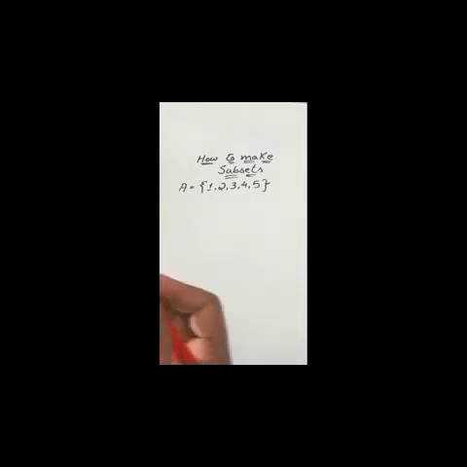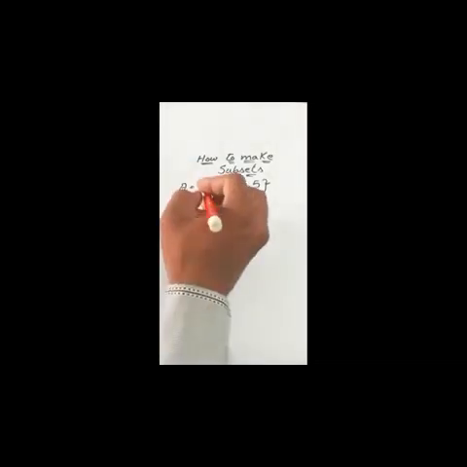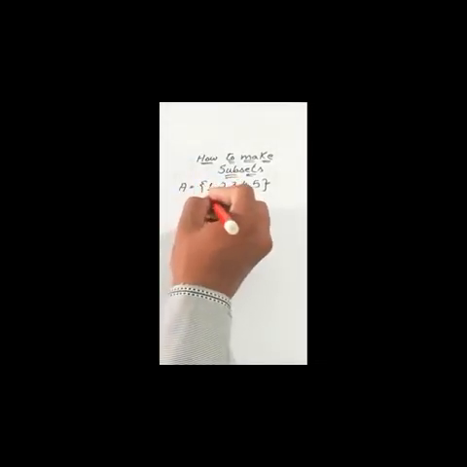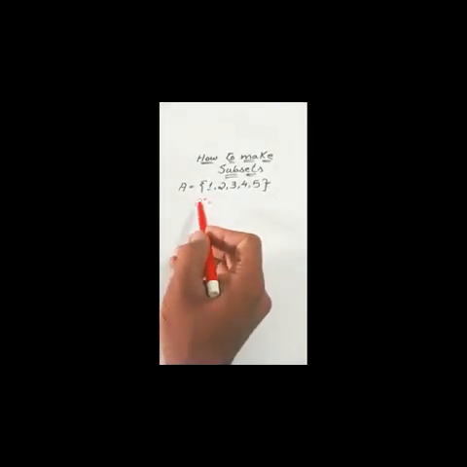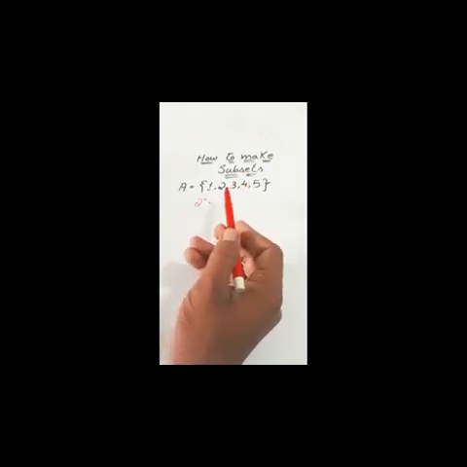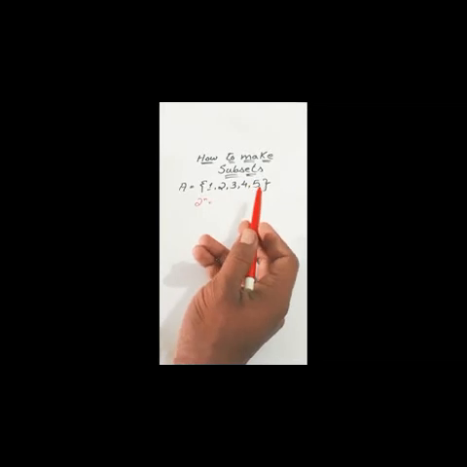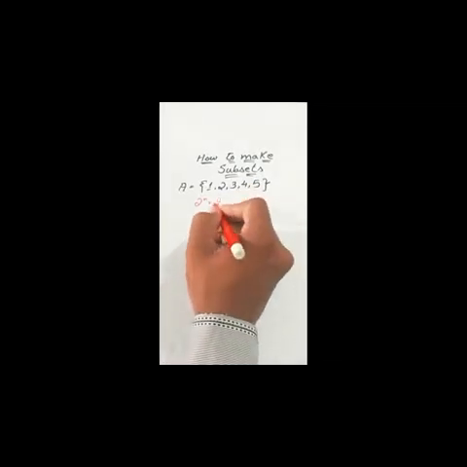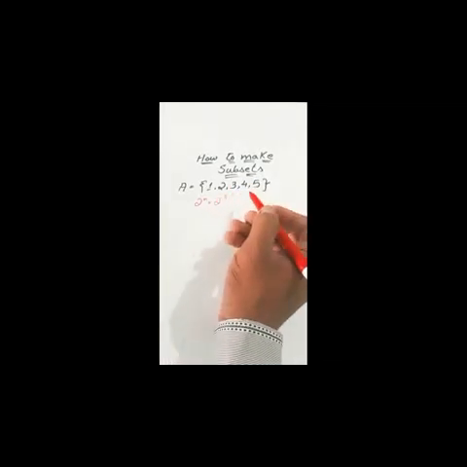So let's write the formula of that. That is 2 power n. This is the formula here. 2 power n, where n means the number of elements. How many elements are here? 1, 2, 3, 4 and 5. This means this will be written as 2 power 5.